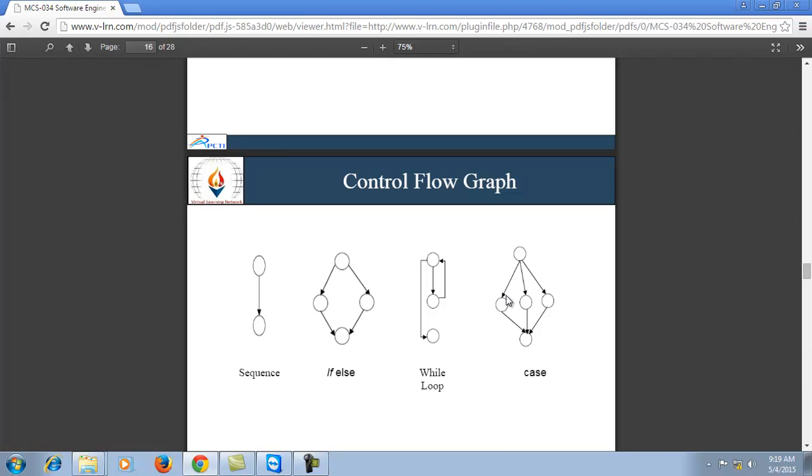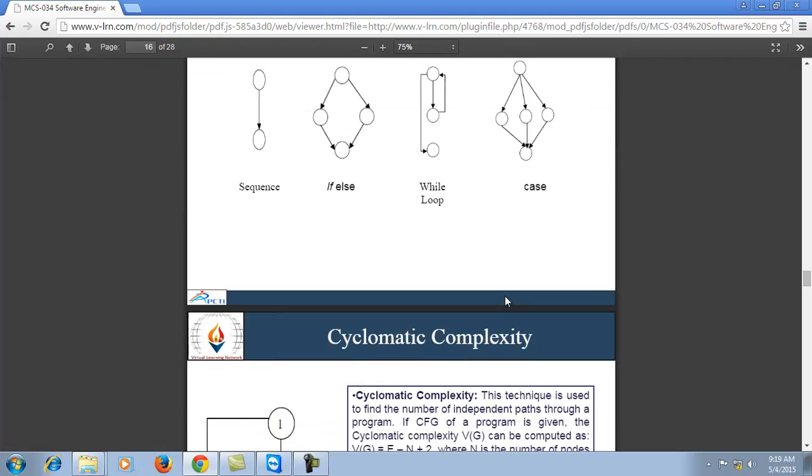If we have to represent the sequence, we can use the first notation. If some sort of decision is to be carried out in terms of if and else, then this sort of notation is used. Sometimes there are certain things that need to be repeated again and again. And sometimes a case construct, which involves multiple choices, but we have to choose only one choice at a time. That can also be reflected with the help of a control flow graph.